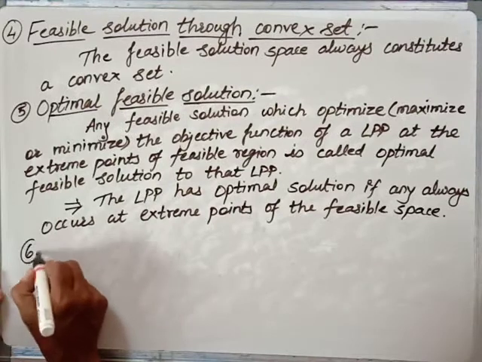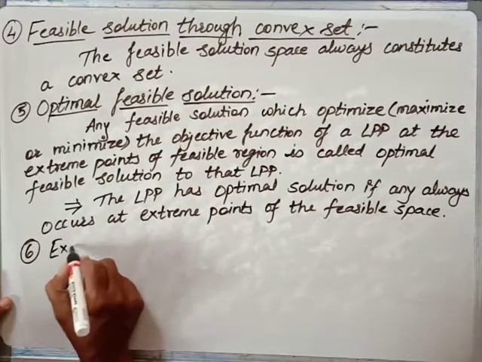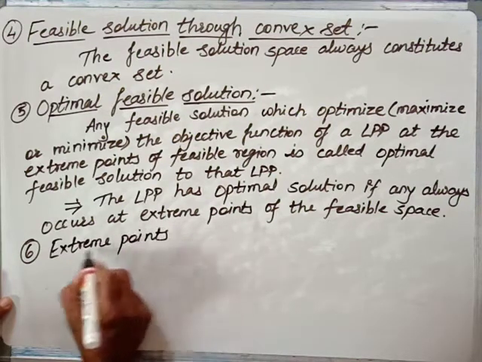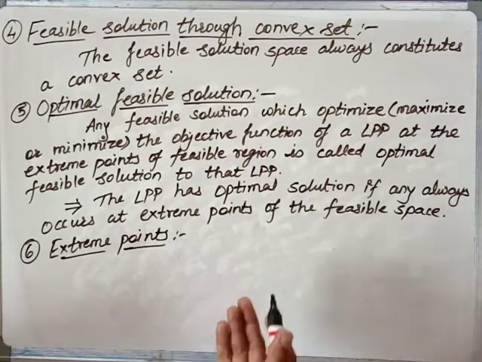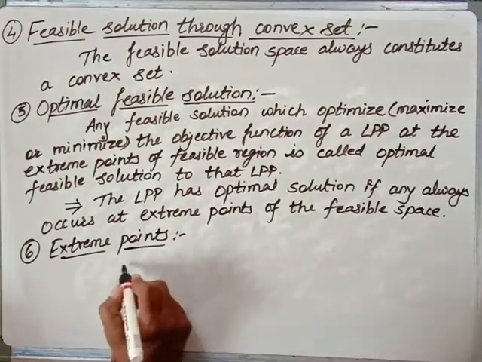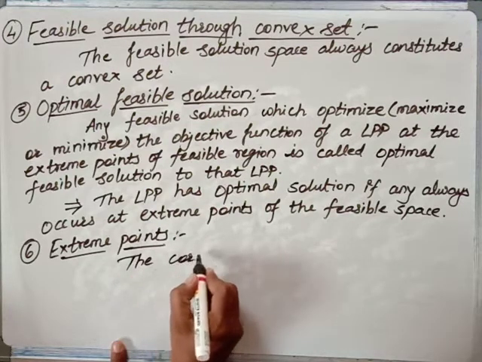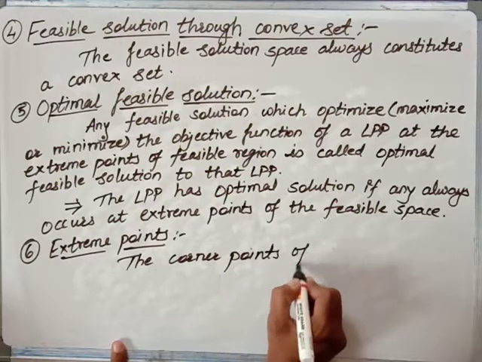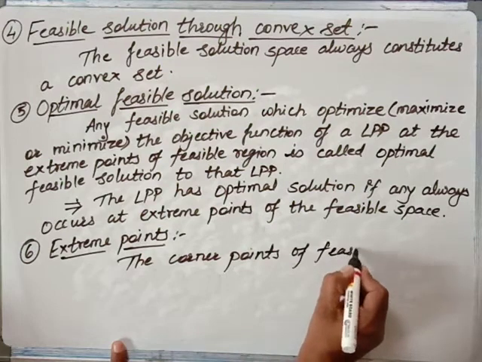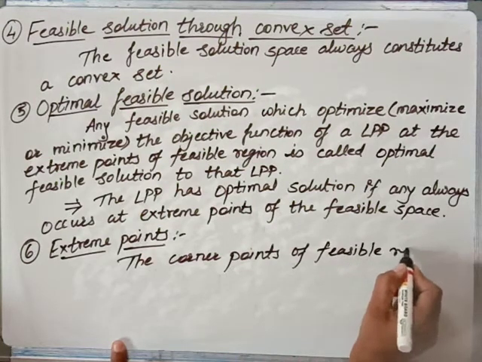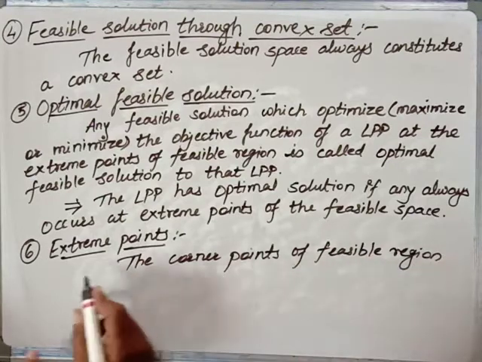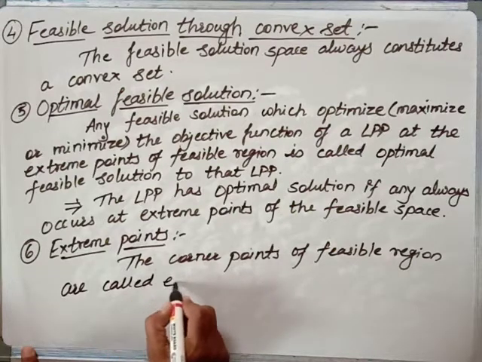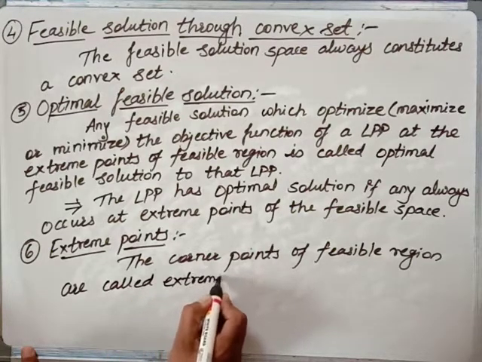Now let me take one more definition, that is of extreme points. What are extreme points? The corner points of the feasible region are what? Extreme points. So the corner points of a feasible region or a feasible space are called extreme points.